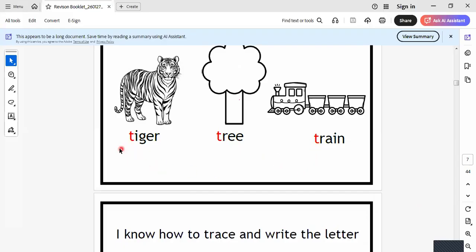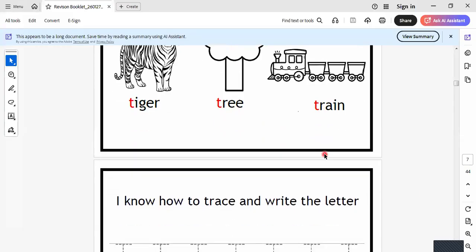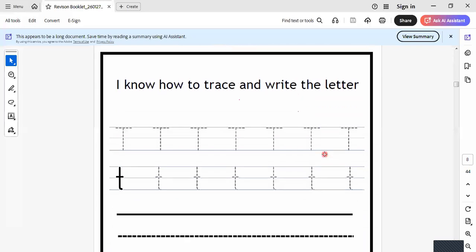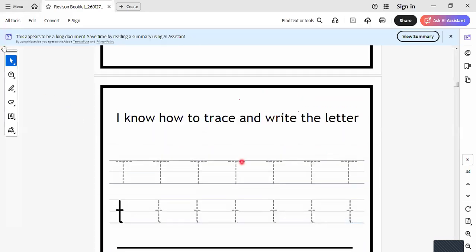I would like you to repeat with me. Tiger, tree, train. I'm listening to you saying it with me, grade 1. You are clever, grade 1. Grade 1 are clever pupils. Okay, I think so. Here is capital T. This is called capital T, and this is small t. I will repeat, capital T and small t. Okay.